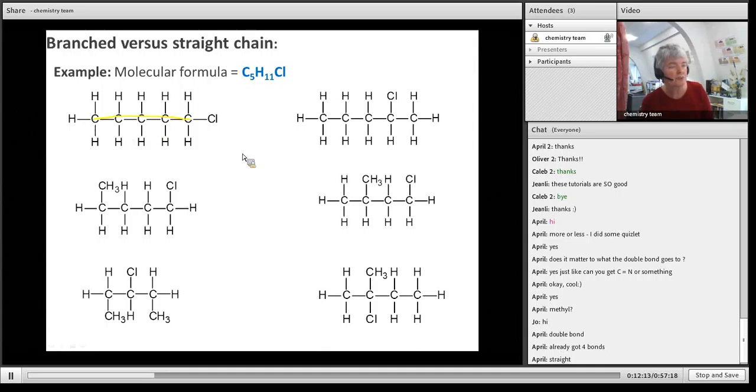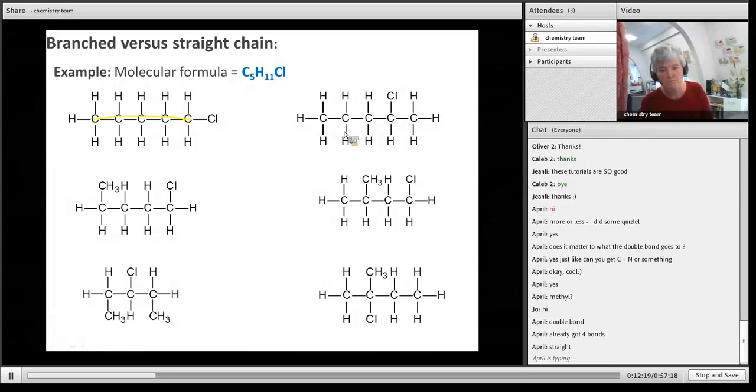What about this one over here? We've moved the chlorine from there to there. Is this straight chain or branch chain? It's straight as well. Okay, so we draw a continuous line. It doesn't matter that the chlorine's on there, it's still straight.